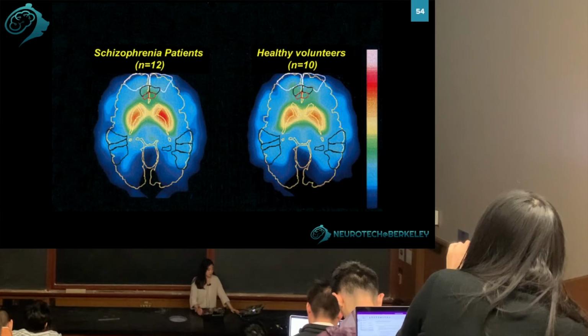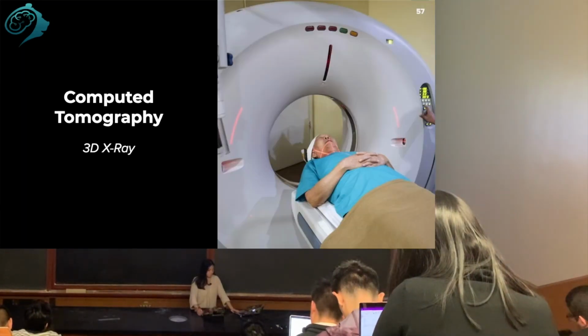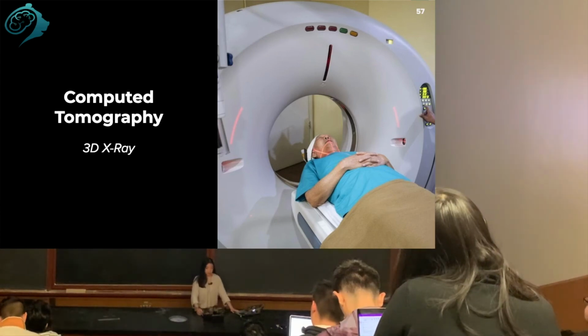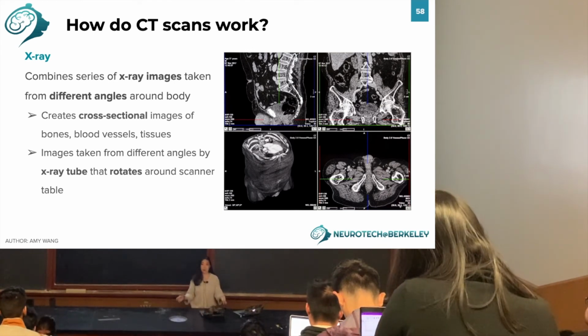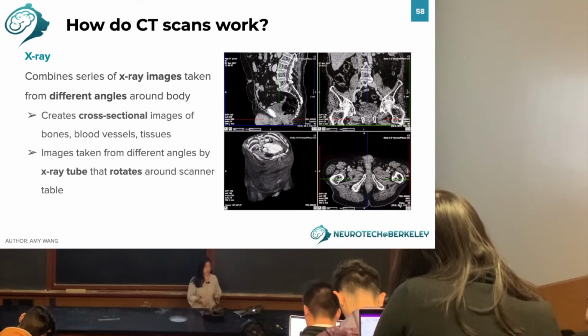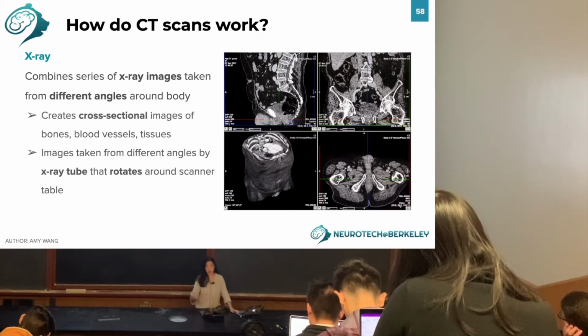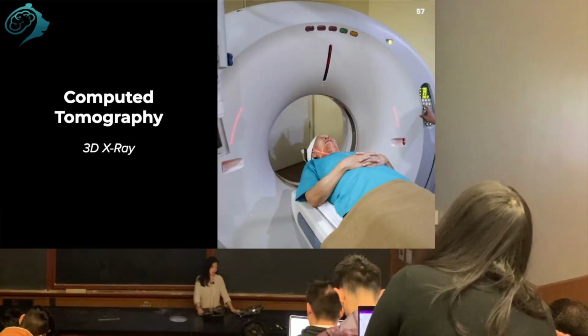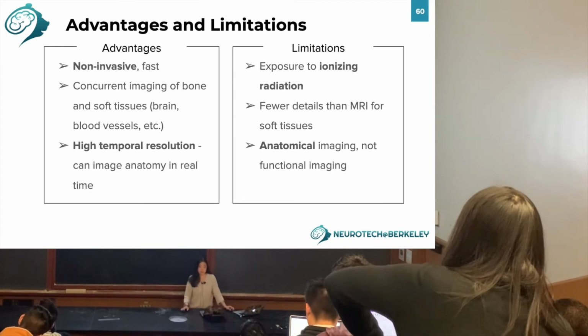Okay, CT scans. CT stands for computed tomography. It's a 3D X-ray. It's a combination of a series of X-ray images taken from different angles around the body. This creates cross-sectional images of bones, blood vessels, and tissues. The way this is taken is also with a rotating scanner, kind of similar to fMRI and MRI, except it's smaller, I guess. Some advantages: it's non-invasive, it's fast.